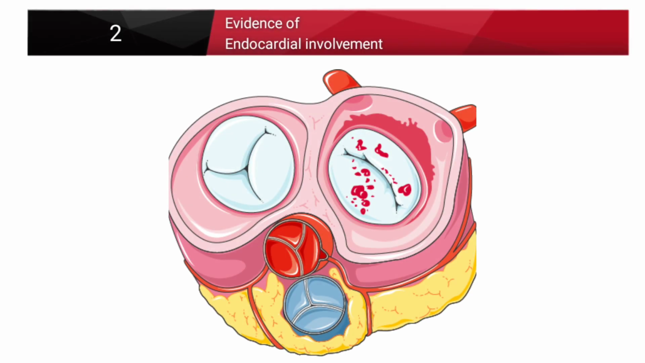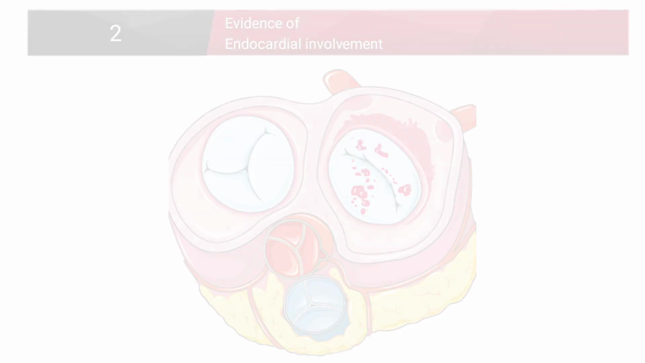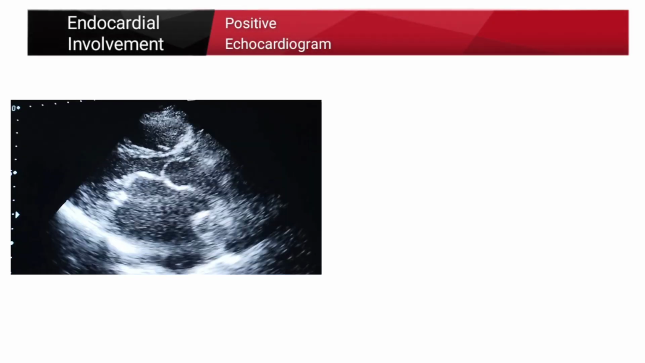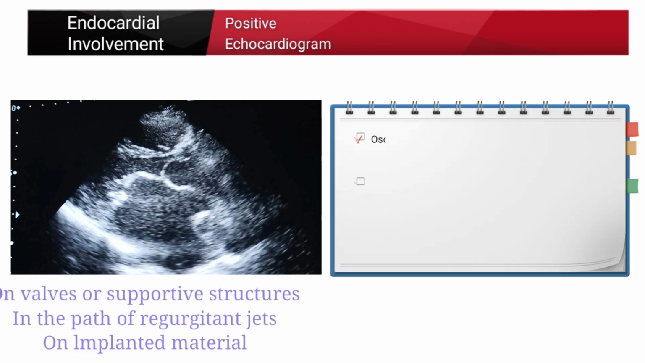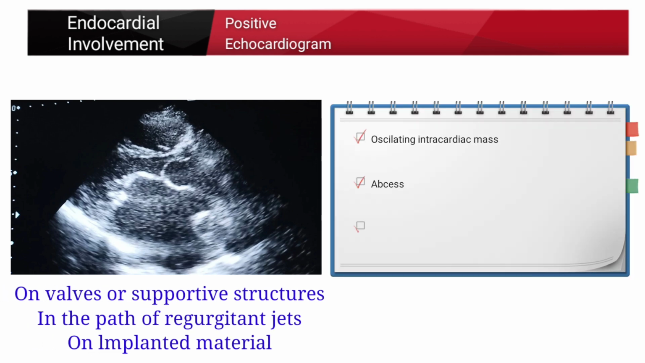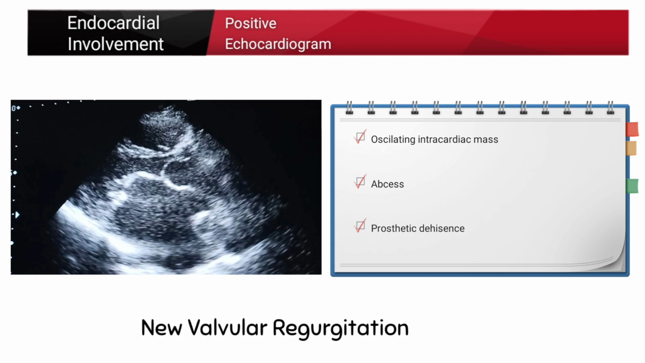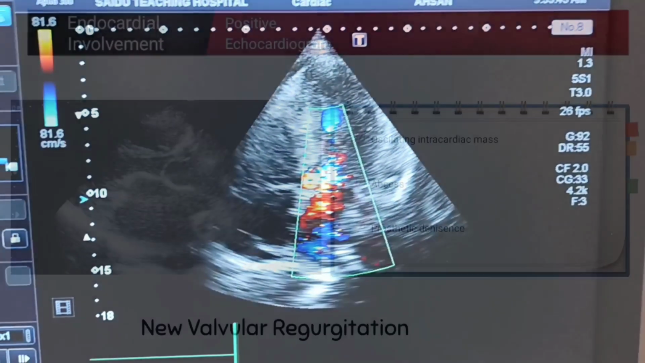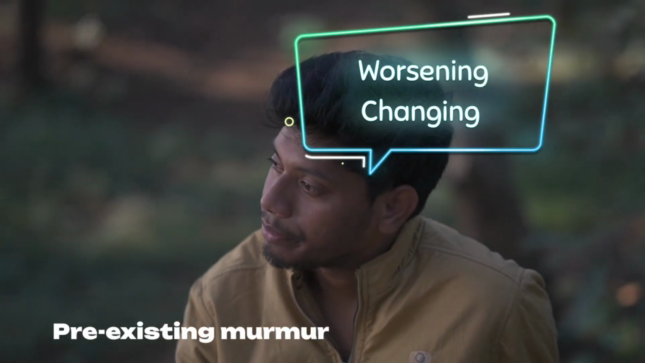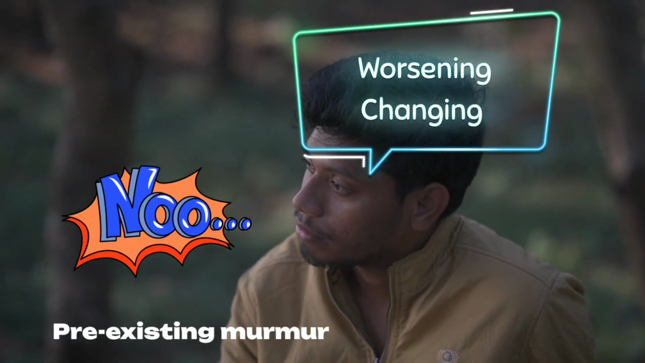2. Evidence of endocardial involvement. This can either be a positive echocardiogram for infective endocarditis, defined as an oscillating intracardiac mass on valves or supportive structures, in the path of regurgitant jets, or on implanted materials in the absence of an alternative explanation, or abscess, or new partial dehiscence of a prosthetic valve, or new valvular regurgitation. Remember that worsening or changing of a pre-existing murmur is not sufficient.